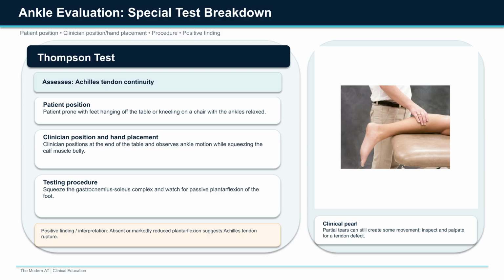For the Thompson test, position the athlete prone with the feet hanging off the table or kneeling with the ankles relaxed. Squeeze the gastrocnemius soleus complex and watch for passive plantar flexion. Absent or markedly reduced plantar flexion suggests Achilles tendon rupture. Also inspect for a tendon gap, swelling, bruising, weak push-off, and the athlete's report of a pop or feeling like they were kicked in the calf. Partial tears may still create some movement, so do not rely on one finding alone when suspicion is high.